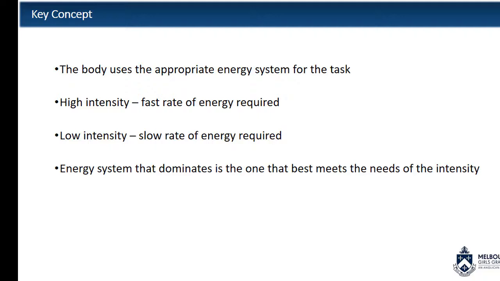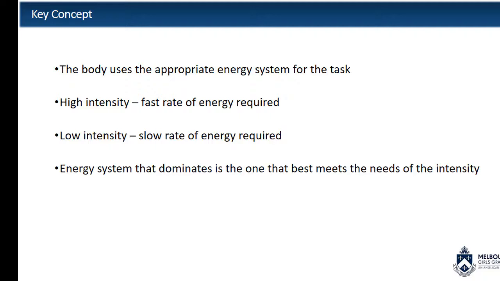The body grabs the appropriate energy system for the task. It would love to use the ATP-CP system because it provides energy so quickly, but it doesn't have much fuel. That's its limitation. It would love to use the aerobic system as well, but it can't produce energy that quickly, so it's got to grab the energy system that's going to work for the higher intensity.